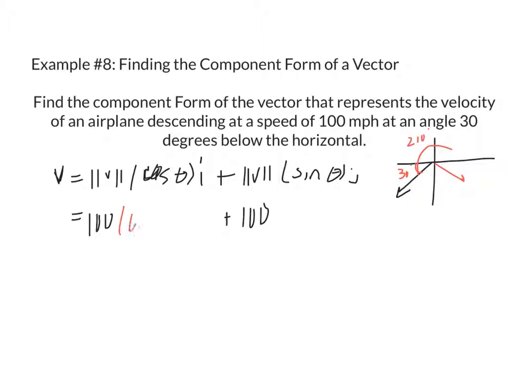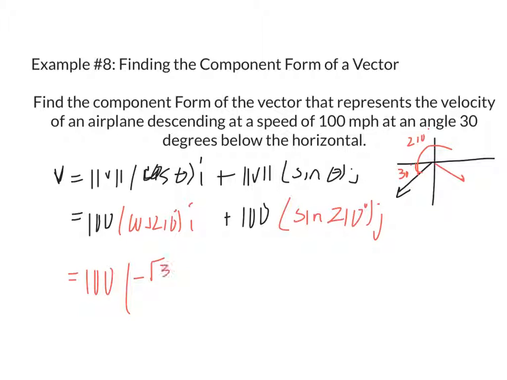So we're going to say 100 cosine of 210 i plus 100 sine of 210 j. Okay, and then if you remember, cosine of a 30-degree reference angle in that quadrant will give us negative square root of 3 over 2, and we have i, plus 100 times sine of 210, which in that quadrant is negative 1/2.